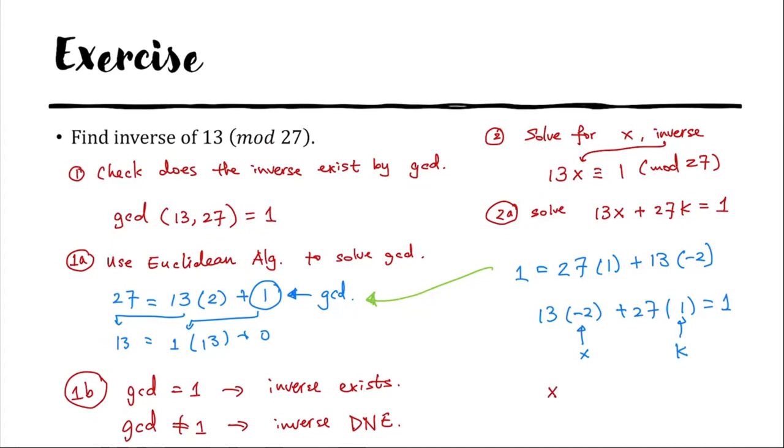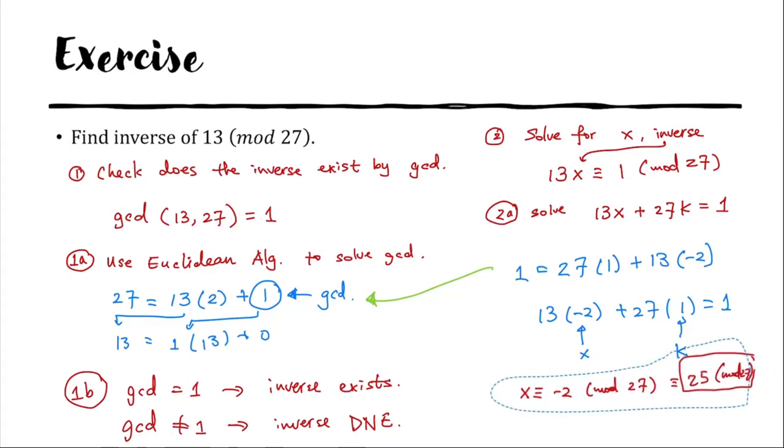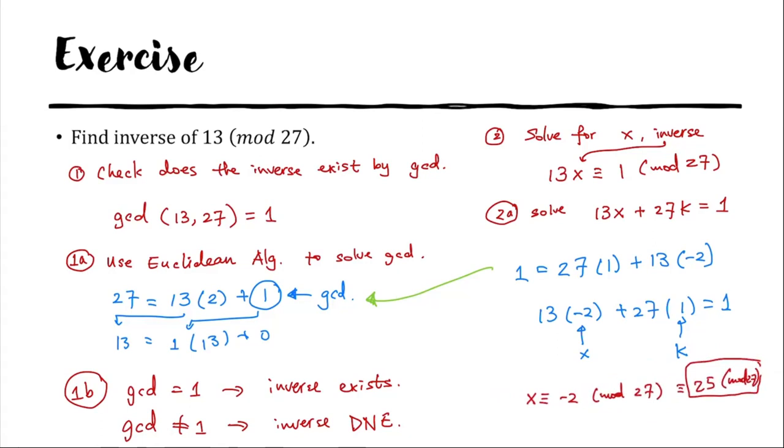Then what does your x equal to? Your x will be congruent to -2 modulo 27. And -2 is congruent to 25. So you know the answer will be 25 mod 27. Once you solve for x, if the question just asks you for the inverse, then you should reduce to the reduced form.